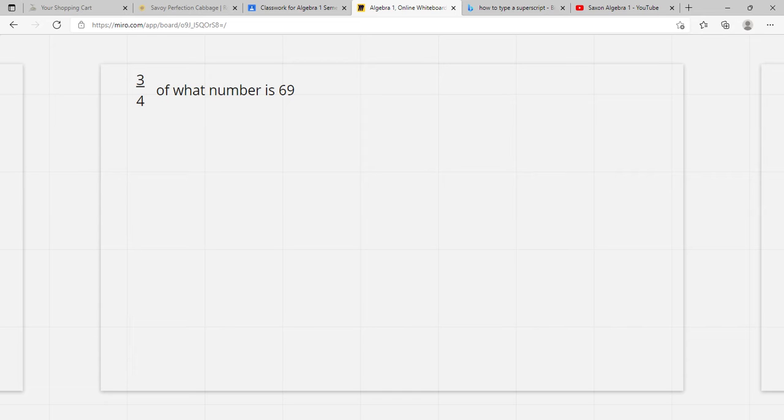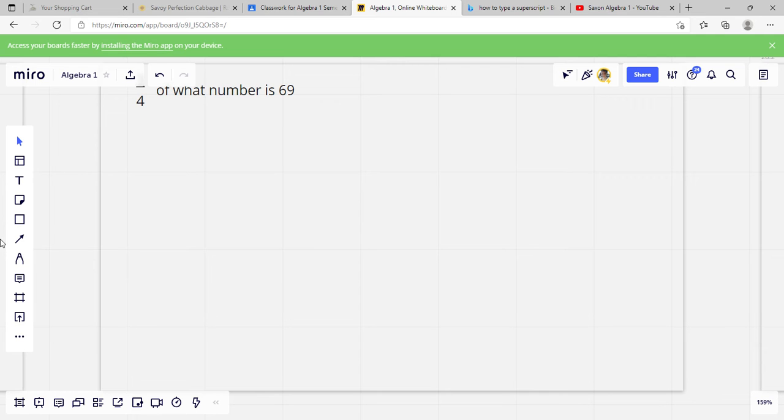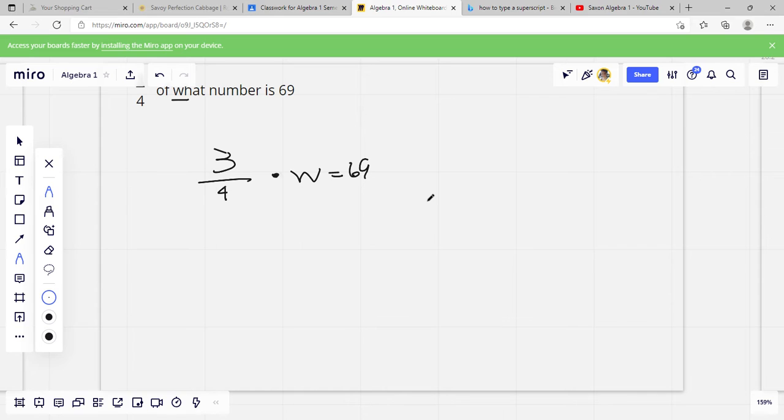So to write this, we're going to remember our notation. Whenever we see "of," that means times, and whenever we see "is," that means equals. So we could rewrite that as 3/4 of means times what number, we're just going to use a W for what number, is 69. So of means times, is means equals. Whenever you have your variable multiplied times a fraction, you just flip and multiply. So we're going to flip it.